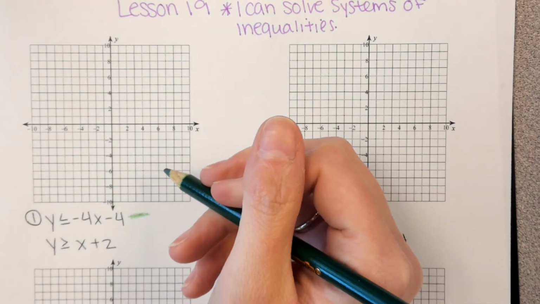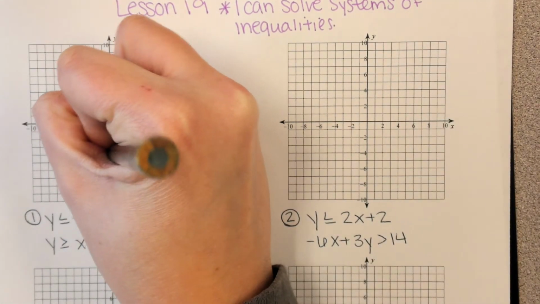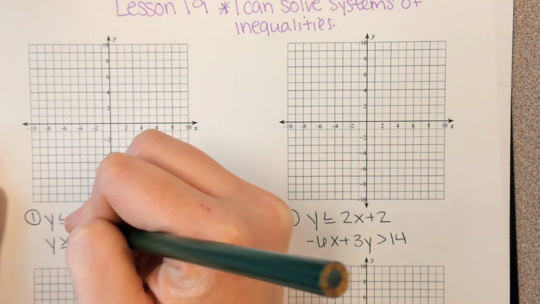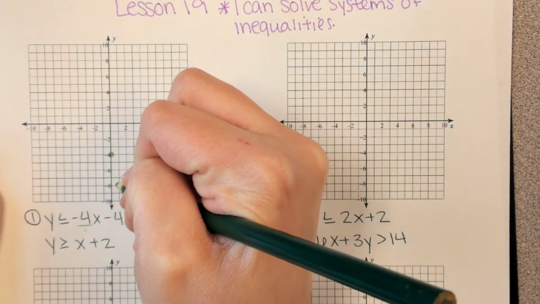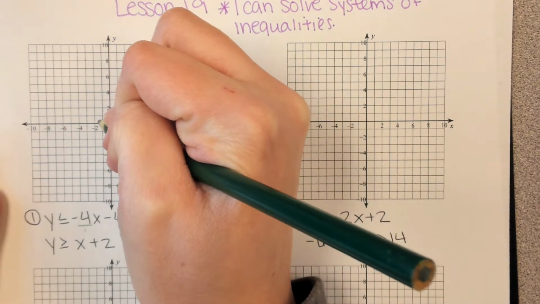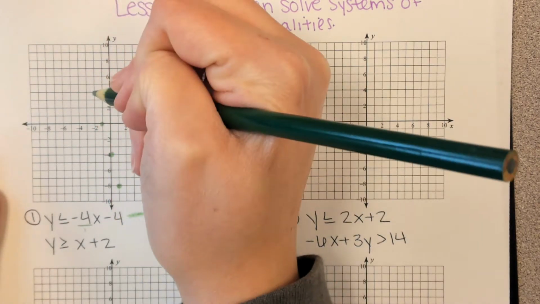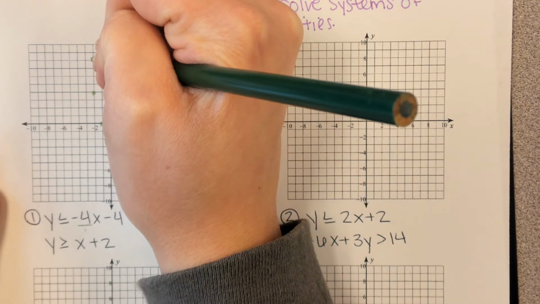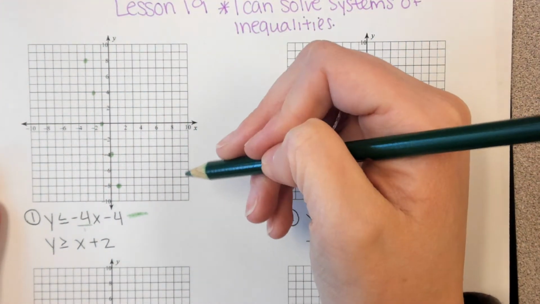My y-intercept is negative 4, so I'm going to put a point at negative 4. My slope is negative 4, and I can put that over 1. So I'm going to go down 4 and over 1. I'm also going to do the opposite: go up 4 and left 1. I'm just doing that so I can make a nice straight line. That's the only reason I'm doing multiple dots.